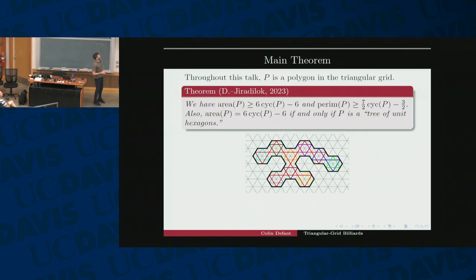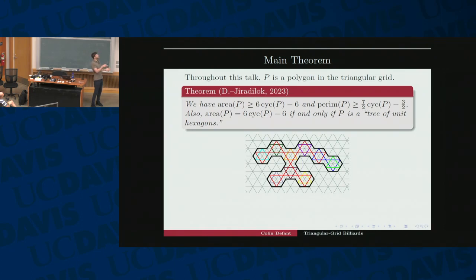Well, so the main result we prove is that the area of P is at least 6 times the number of trajectories minus 6. Now, I'm writing sec of P for the number of trajectories because it's also the number of cycles in the billiards permutation. And we also show that the perimeter is at least 7/2 times the number of trajectories minus 3/2. Now, the area result here is tight, and we show that the area is equal to 6 times the number of trajectories minus 6 if and only if the polygon is what we call a tree of unit hexagons.